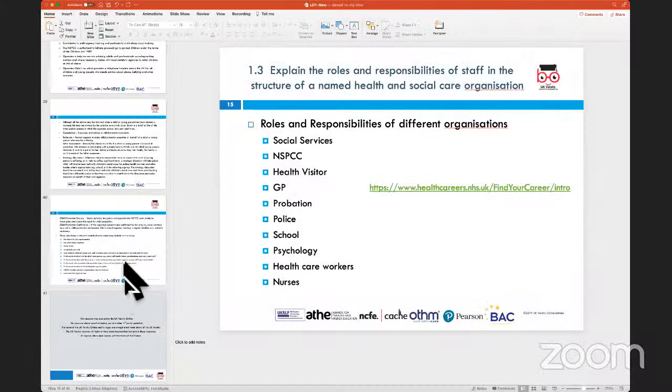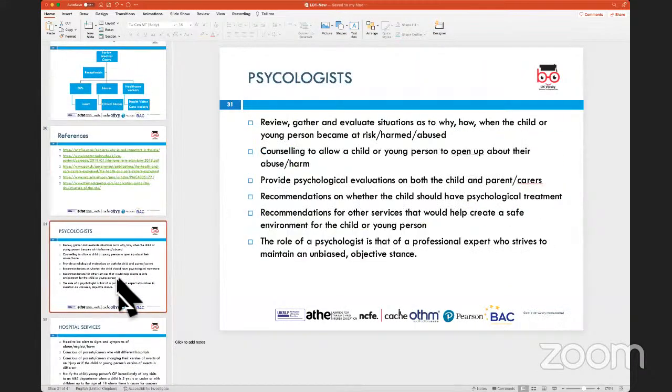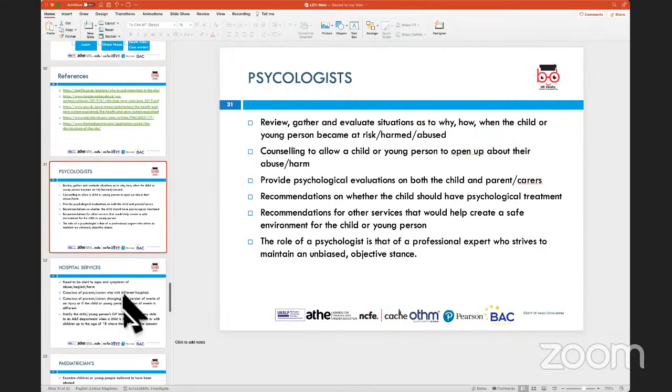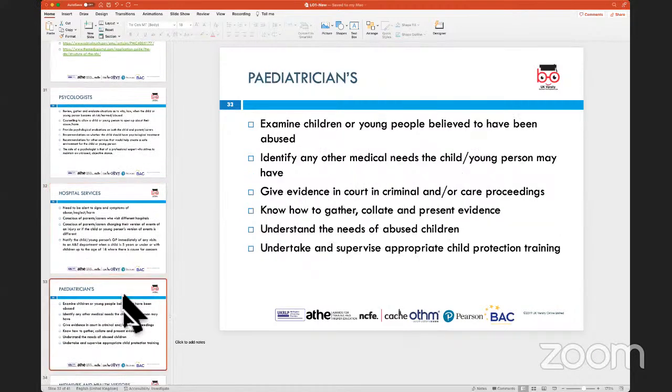if you go towards the end of the presentation, after the references, I've put other roles as well. You can pick these up if you feel that you are working in a particular role. This would allow you to explain the roles and responsibilities of staff who work within health and social care or a named organization. I've put some roles in the initial slides, so as not to make the session too long.